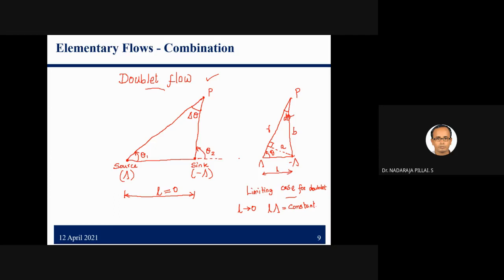The idea here is that the source and sink are usually separated by a distance L. Now when L becomes 0, then it is a singularity and a limiting case. When L tends to 0, then we can write L multiplied by lambda is equal to constant. Now I want you to write the stream function for this case. So you have a source and you have a sink, and please write the stream function. What is the stream function?